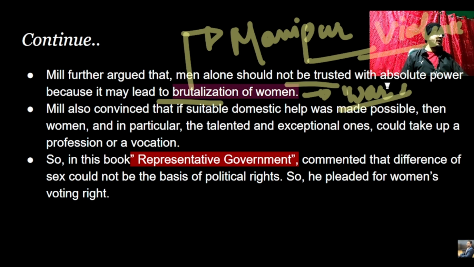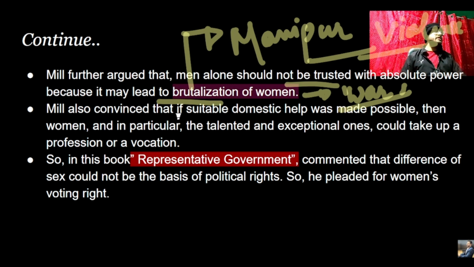This always happens: in wars or whenever there is any violence, women were always subjected to brutal activities of men. Why? Because of patriarchy, because of absolute power in the hands of men. So this is what Mill is saying.